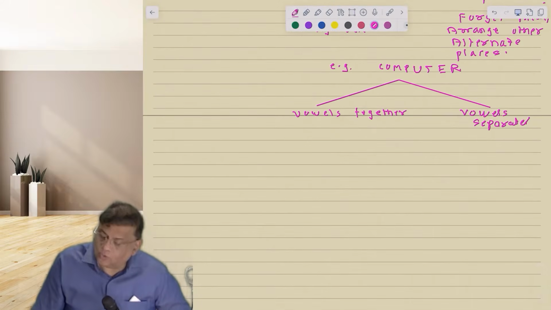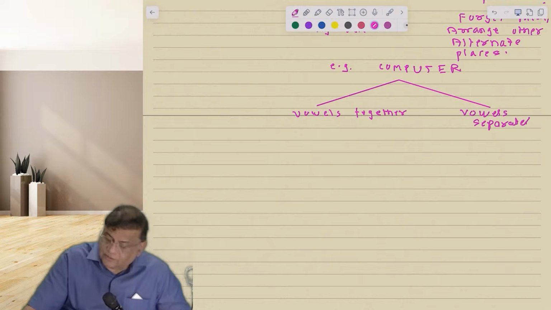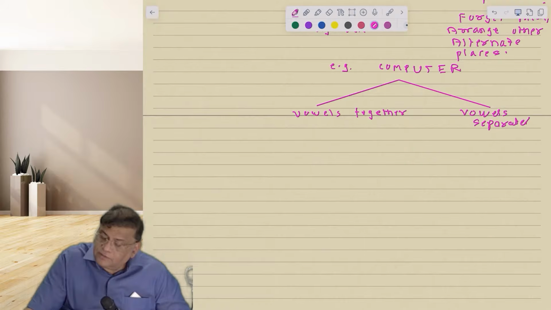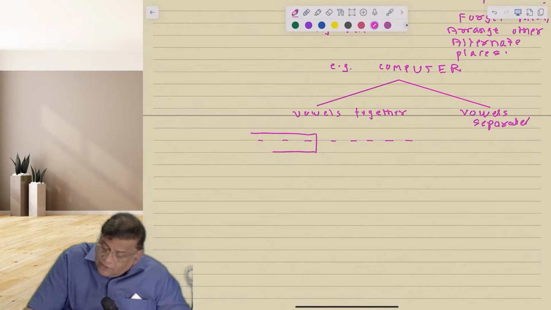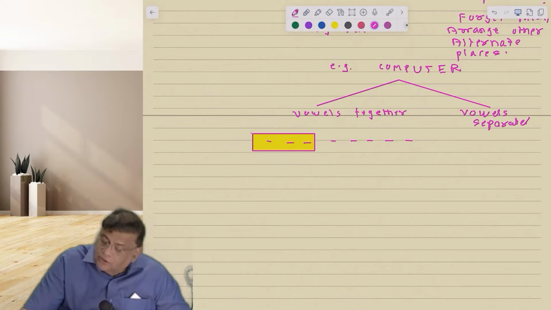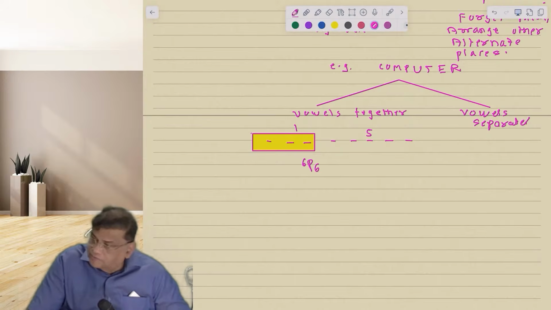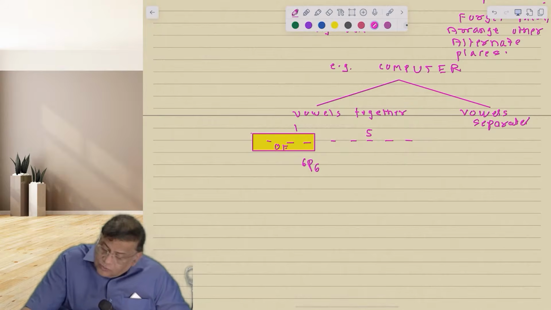Then what will I do? O, E, U, 3 vowels are there. In all, how many letters are there? C, O, M, P, U, T, E, R. So 1, 2, 3, 4, 5, 6, 7, 8. Now those O, E, U enclose them in a big box. Now these are 5 and this is 1. 6 boxes, 6 places, 6P6. And these O, E, U, 3 letters, 3 places, 3P3.